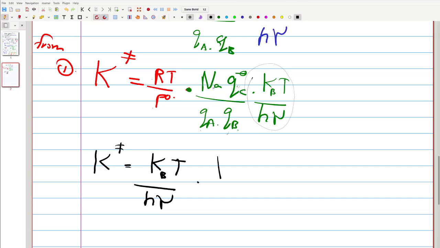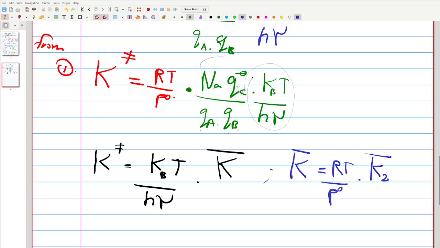So we say K bar, that's a constant. What is K bar again? We will write that over here on the side. K bar is equal to RT over P naught times K2 bar. Why are we saying K2 bar? All of these terms we represent using this K2 bar. So again, for clarity's sake, we'll also write the definition of K2 bar as we have defined it, here.